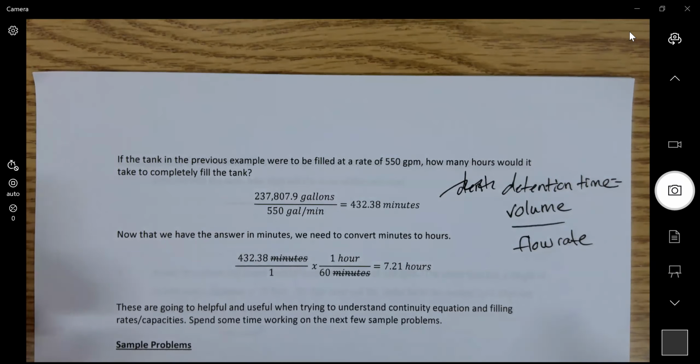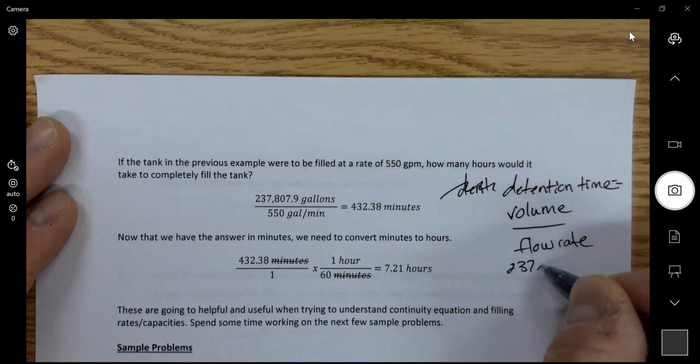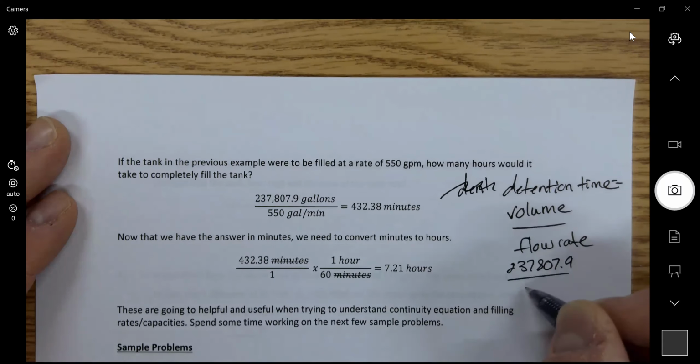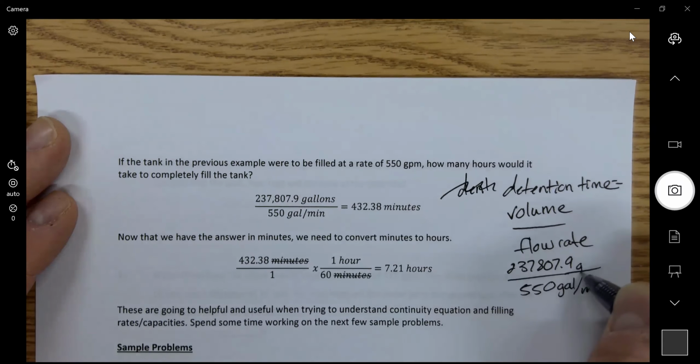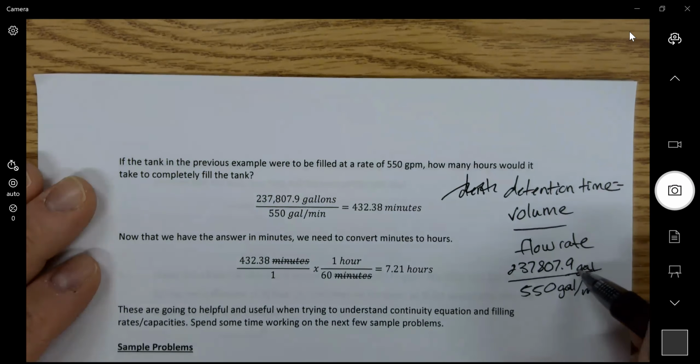Well, the thing about it is detention time and fill rate are pretty much the same thing. So how long is it going to take to fill the tank? Well, you take the 237,807.9 and you divide it by the flow rate. There's a caveat to doing this, though. These two units, the flow rate and the volume, must match. Meaning if one is gallon, the other has to be gallon. If one is cubic feet, the other has to be cubic feet. Does that make sense? It's an absolute must because you can't cancel your units properly and you'll get a wrong answer if the units don't match. In this case, they both match, so the only thing it's going to leave you with is minutes.